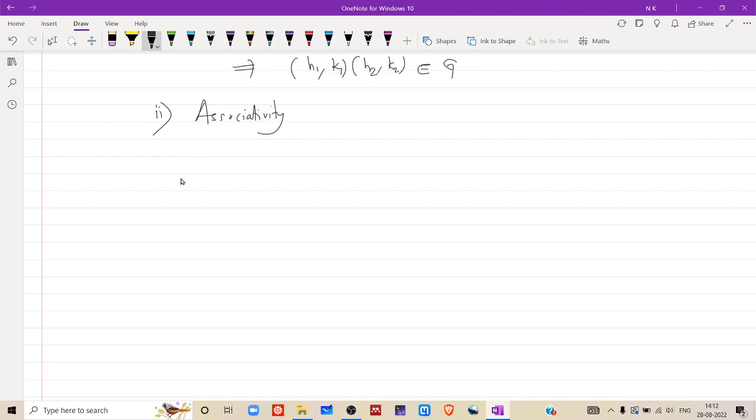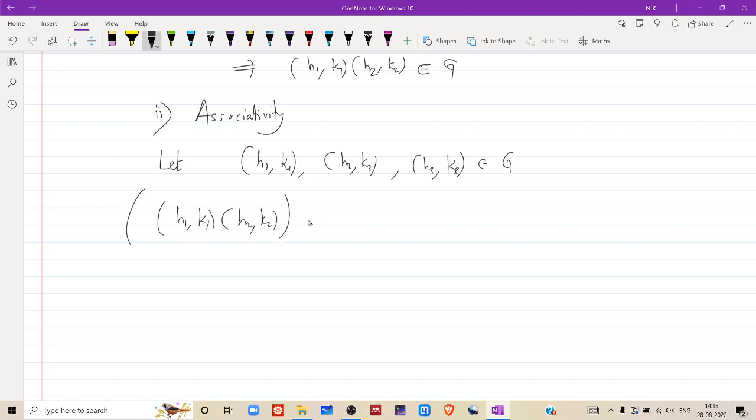So for that we need to take 3 elements from G. So let h1 k1, h2 k2, h3 k3 belong to G. Now consider for associativity h1 k1 into bracket h2 k2 into h3 k3 complete. Let's see what happens with this. First of all, you have to simplify this bracket, so that is equal to h1 k1 into h2 k2, h3 k3... that is, h1 k1 dot h2, comma k1 k2, as per the definition of multiplication, into h3 k3.